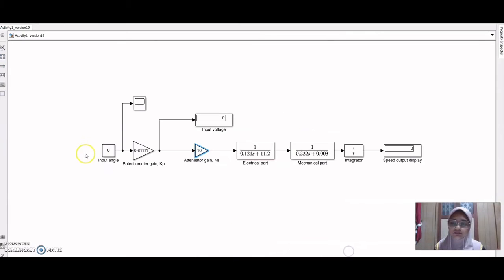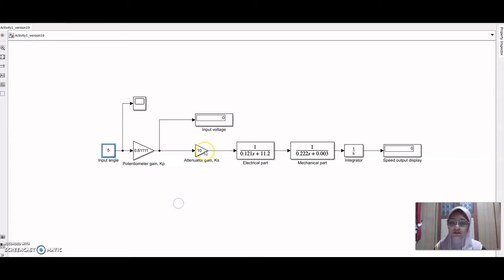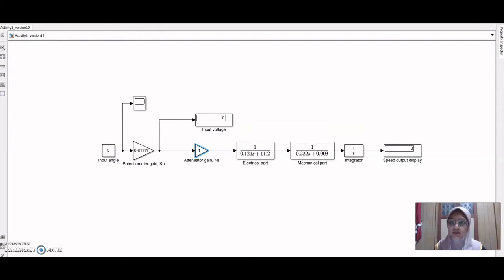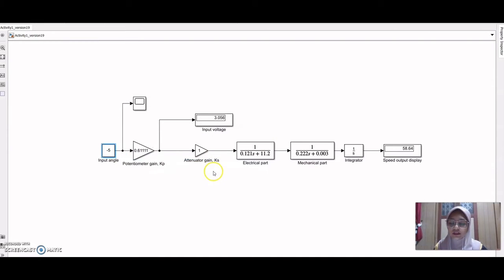So now let's look at when the input is 5 and attenuator gain is 1. So what happened? Okay, run the simulation, and here is the value that appears: input voltage display is 3.056, and speed output display is 58.64. So now we change the value to -5. Attenuator gain is still the same, 1. So now we run the simulation.